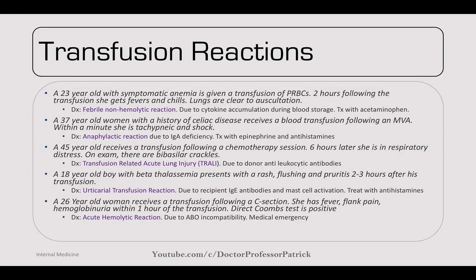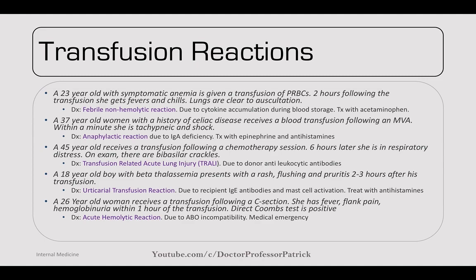Next, there's an 18-year-old boy with beta thalassemia who presents with a rash, flushing, and pruritus 2 to 3 hours after his transfusion. And this is an urticarial transfusion reaction, and this is due to recipient IgE antibodies and mast cell activation. And you can treat this with antihistamines.